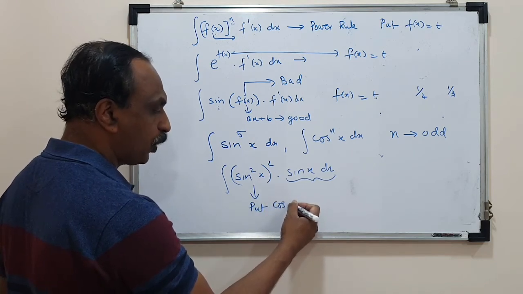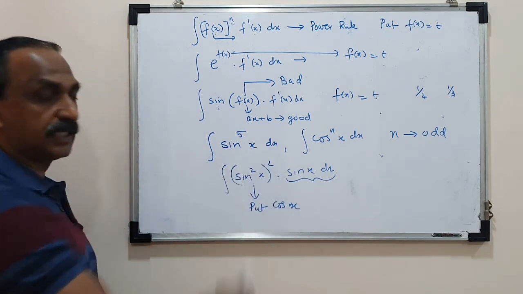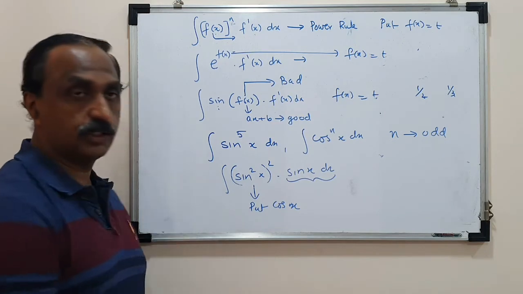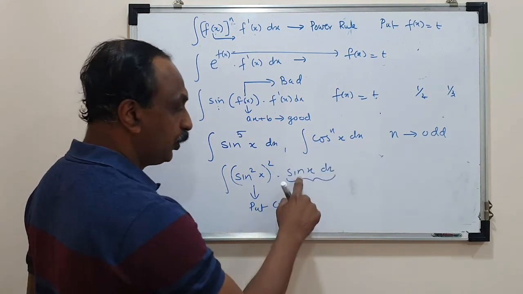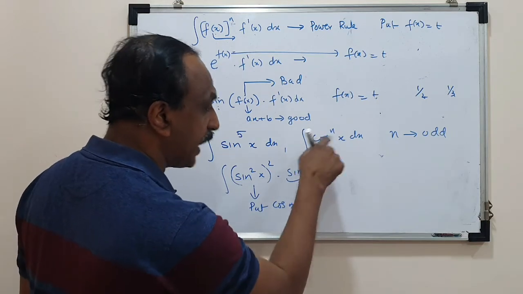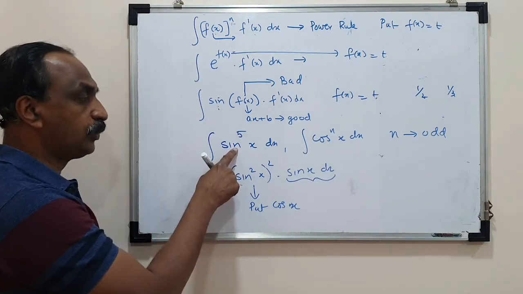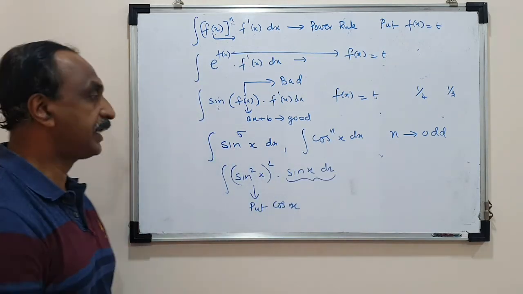But if I want to put cos x as t, I must convert this into a function of cos, then put cos x as t. Same way here, you will have cos x as dt, so sin x should be put as t. So here you are putting cos x as t, here you are putting sin x as t.